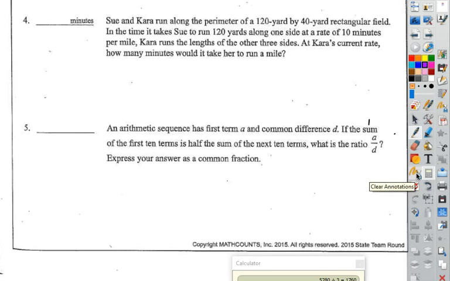All right, number 5, an arithmetic sequence. Actually, I want to stay under the 15-minute limit, so I'm going to stop right here and pick it up in a new video.